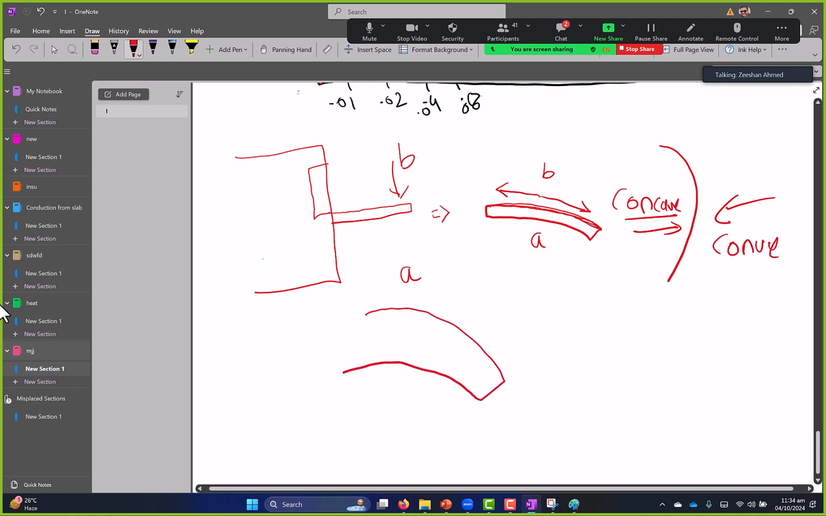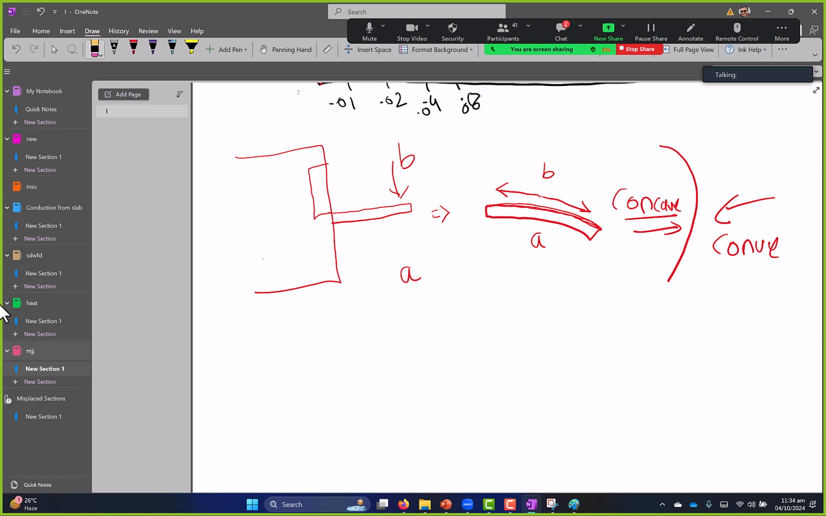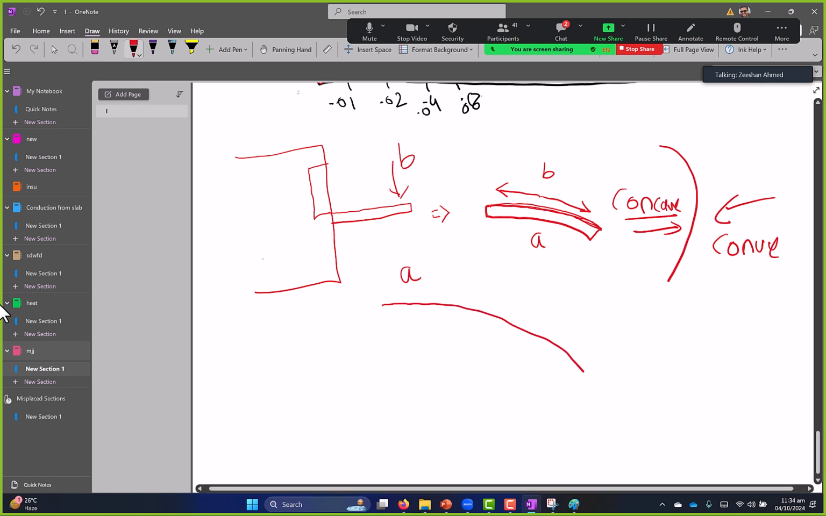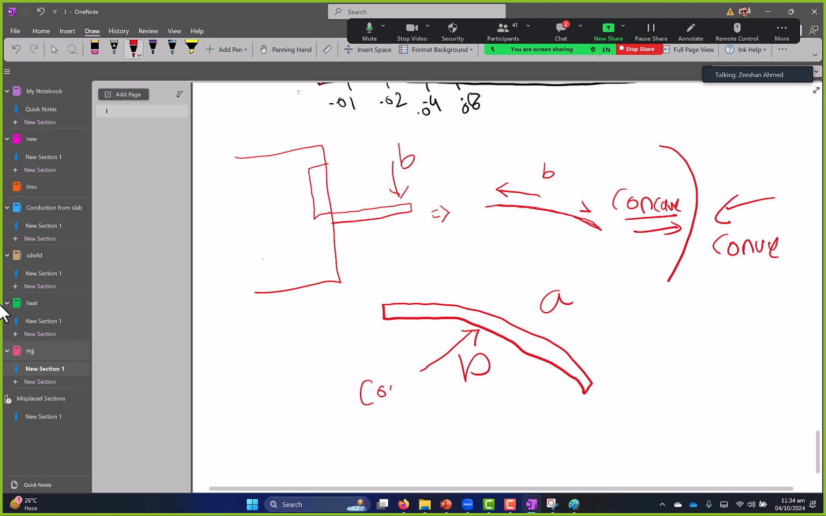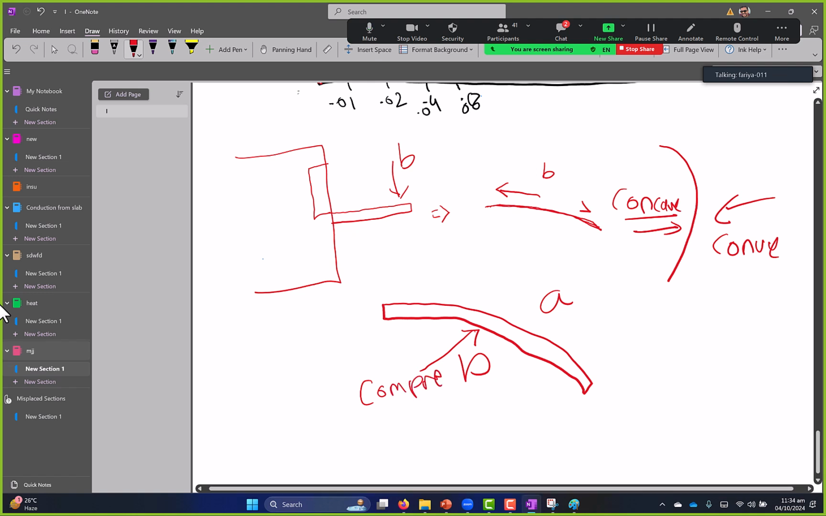Now tell me. This slab. Where is the convex and where is the concave? Convex is on A and concave is on B. Okay. If concave is on B, then there is compression here. And if the convex is on A, there is tension here. Does that make sense now? Yes, sir. This is something much easier now.